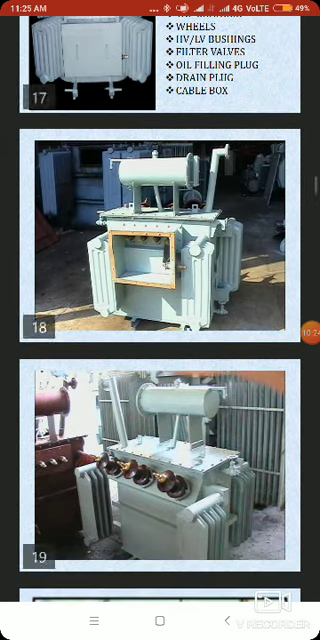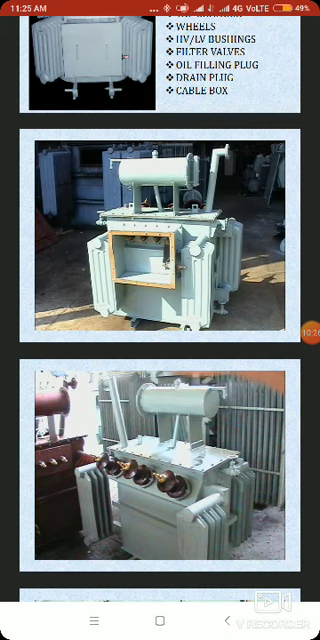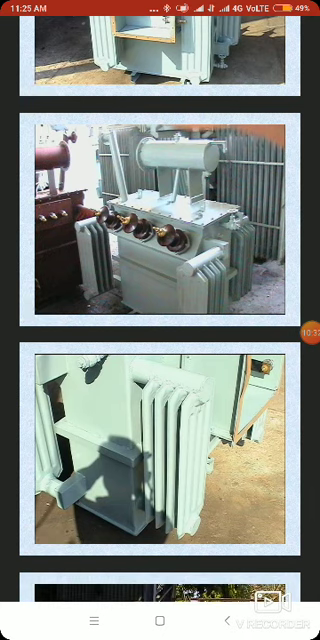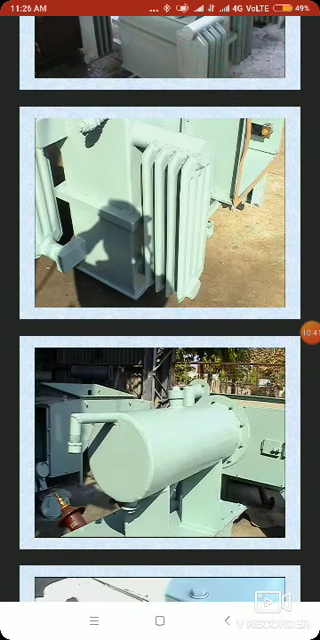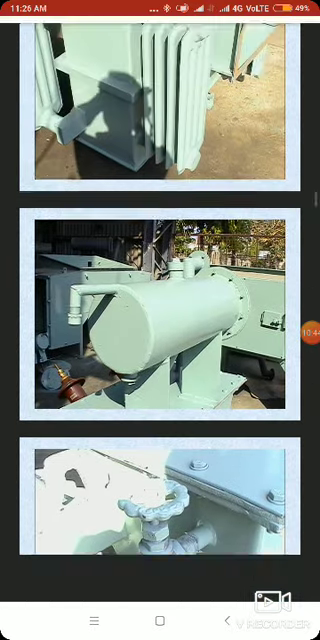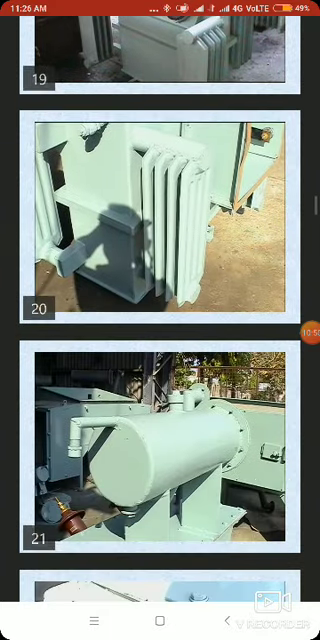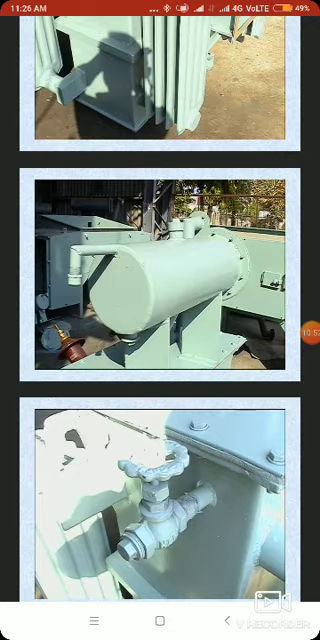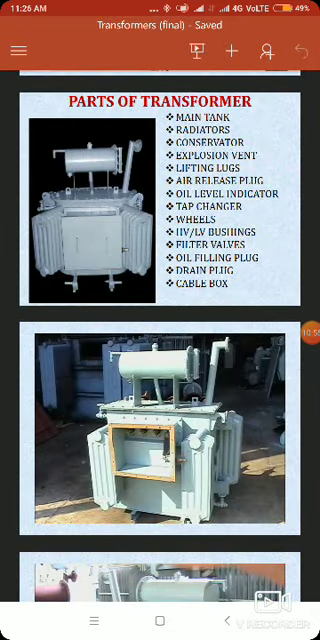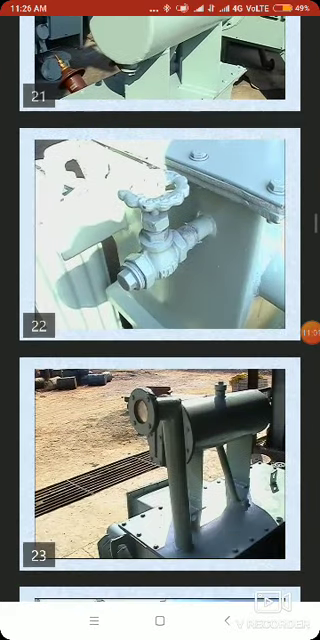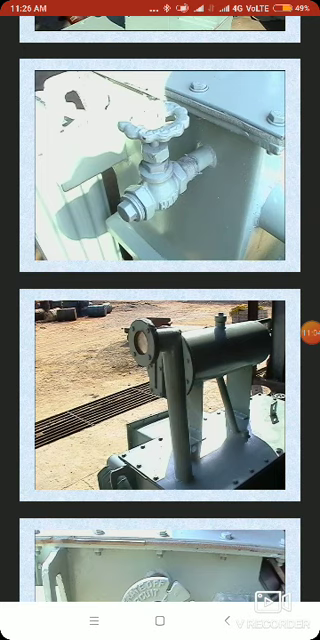And the second part is the HV side. This is the HV bushing. After that, this is the radiator, which we are discussing. The radiators, in this small transformer, are like this. Now we see the different parts. You can see the conservator, the conservator tank, then the lifting lug, and the explosion vent you are talking about.